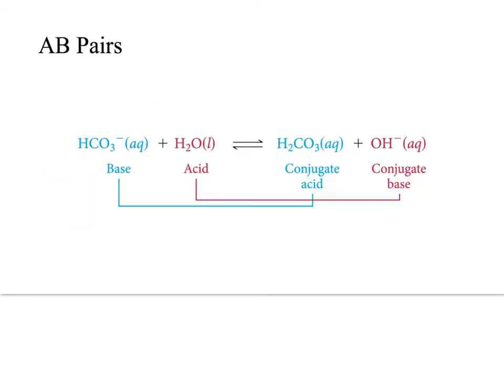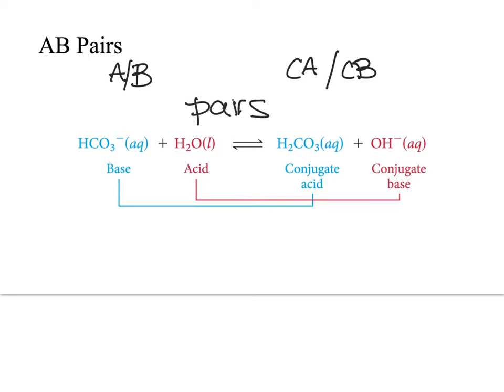In this reaction, when we write them, the acid and base will be on the reactant side, and the conjugate acid and conjugate base will be on the product side. They'll always be in pairs, so you want to look at the pair that has the same root. Okay. And so in this case, the bicarbonate, this here, is acting as a base.